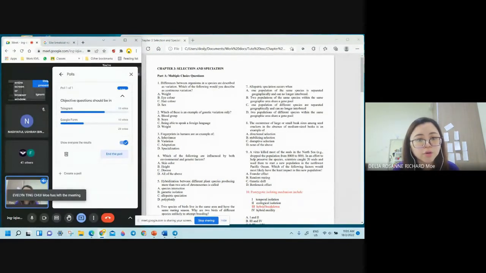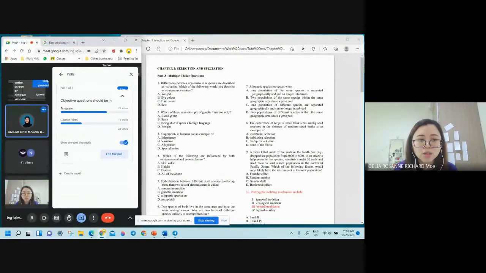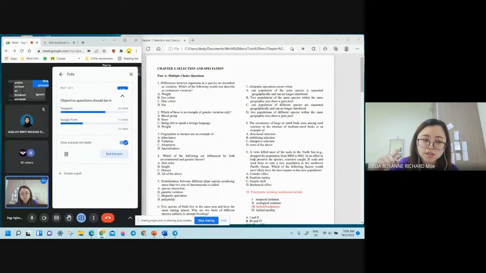Okay, while I'm waiting for a few more people to answer, can I ask which block is under quarantine now? Block B masih quarantine kah hari ni? Ya, Miss, kami masih quarantine lagi. Alamak, kasihan. Okay. Stay negative. Keep positive attitude. And Block C, start quarantine juga?